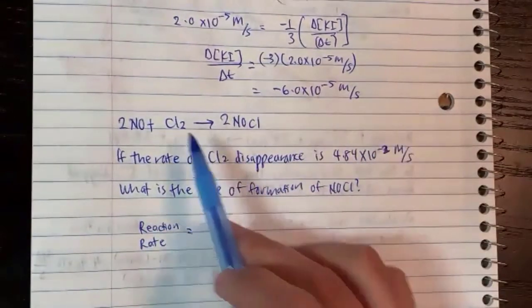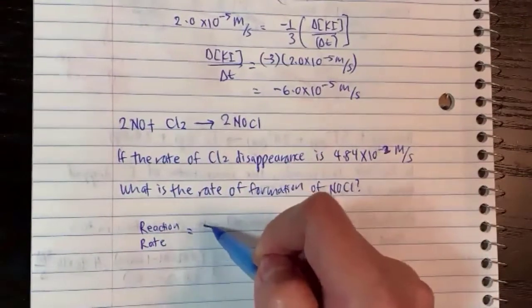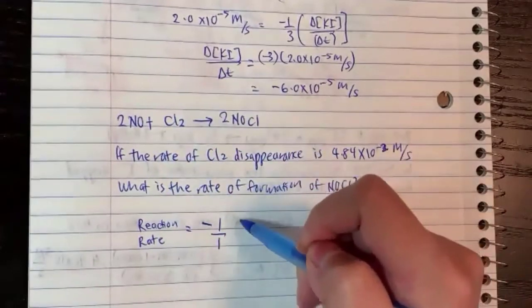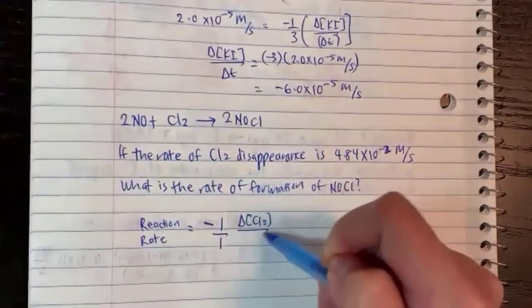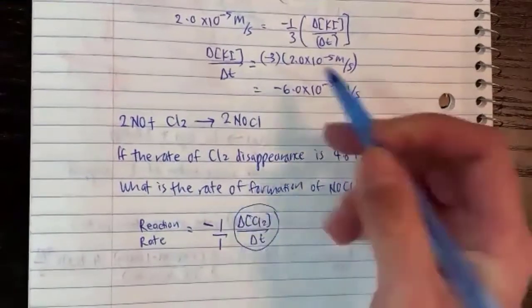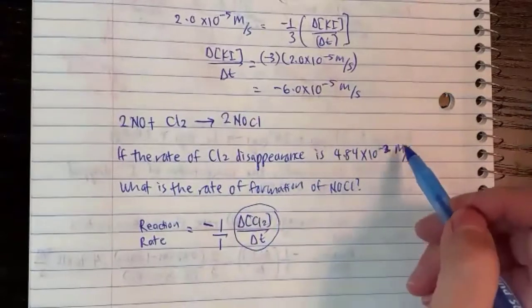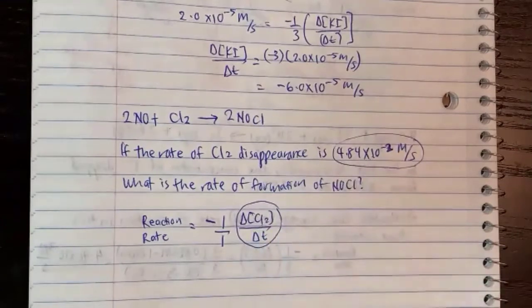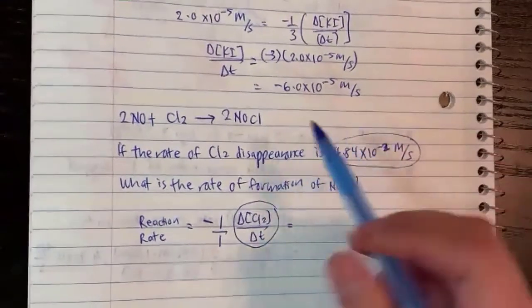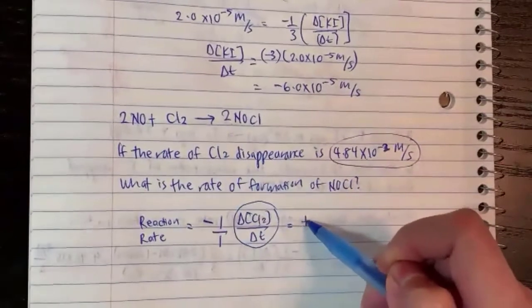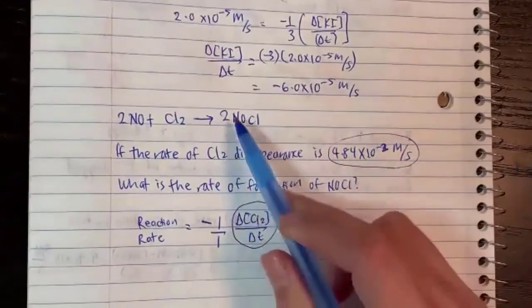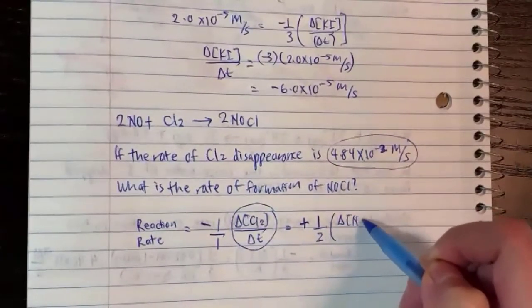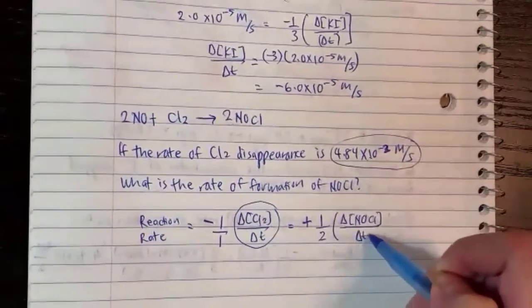If you use Cl2, it's a negative term, 1/1, agree? Because the coefficient is 1. And then delta Cl2 over delta T. So this one here is the rate of disappearance, which is that number right there. See how they gave you that answer? That goes right there. And then that equals NOCl, which will be positive 1/2, and then we'll look for delta NOCl over delta T.